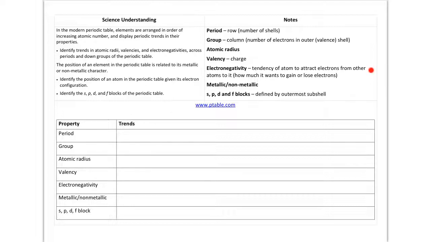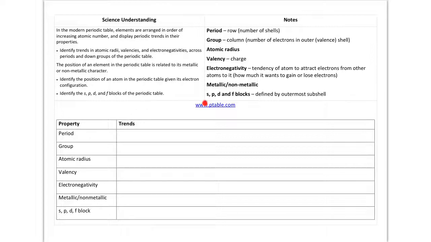We need to understand electronegativity, which is the tendency of an atom to attract electrons from other atoms to it. So it's really a measure of how much it wants to gain or lose electrons when it forms chemical bonds. This is becoming a really important characteristic as we go forward. We need to understand whether elements are metals or non-metals. Metals are those shiny grey things that conduct electricity, usually solid, except for mercury, at room temperature. Non-metals tend to not conduct electricity, and are more likely to be gases or liquids at room temperature.